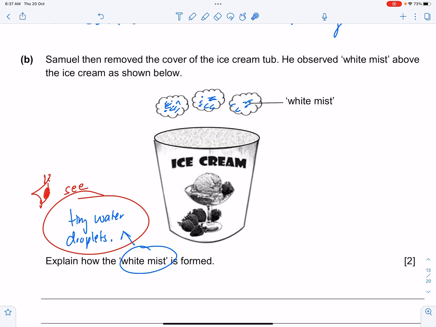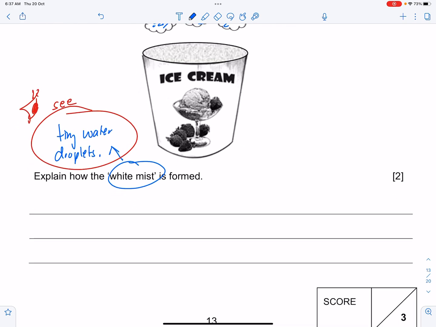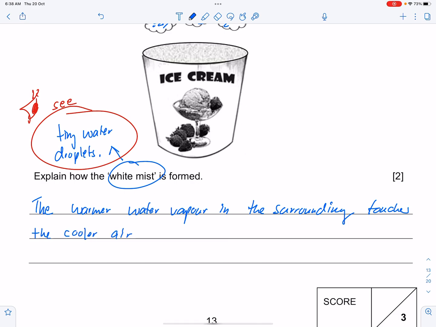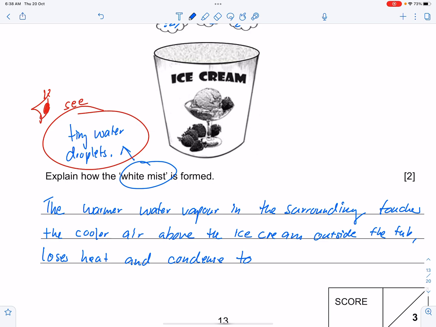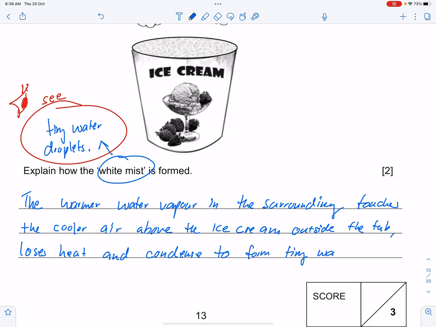Okay, so let's translate that into our answer. So the warmer water vapor in the surrounding, don't tell me air, is the water vapor, okay, touches or came into contact with, touches the cooler air above the ice cream, outside the tub, loses heat and condenses to form tiny water droplets. Okay. This is your white mist.